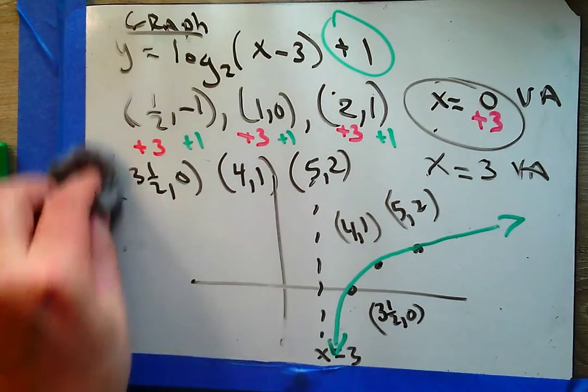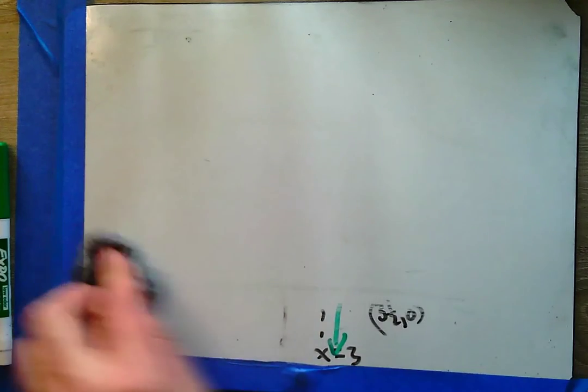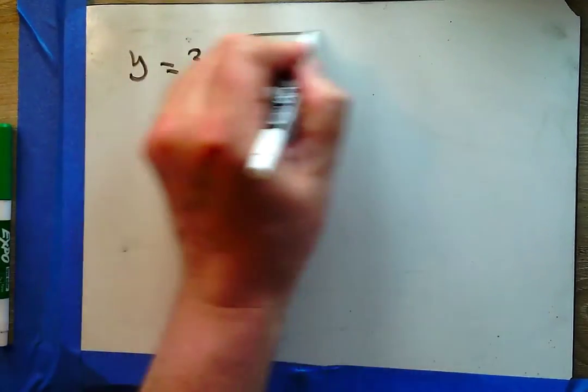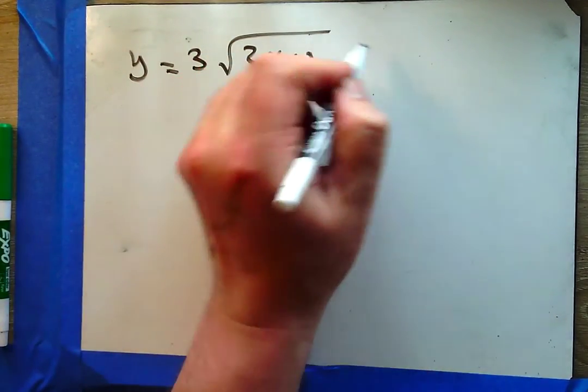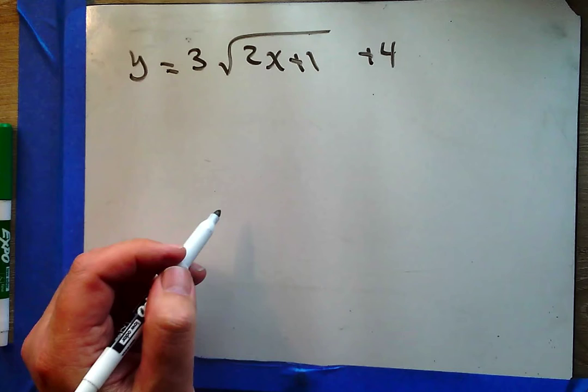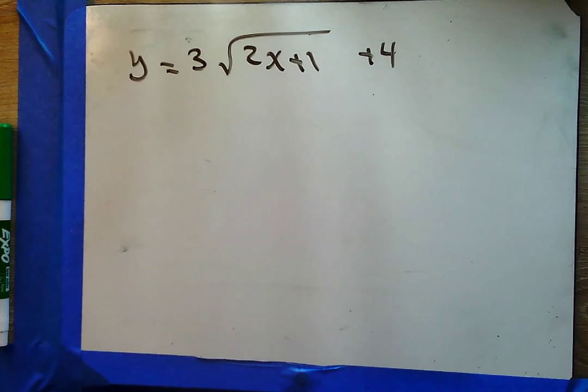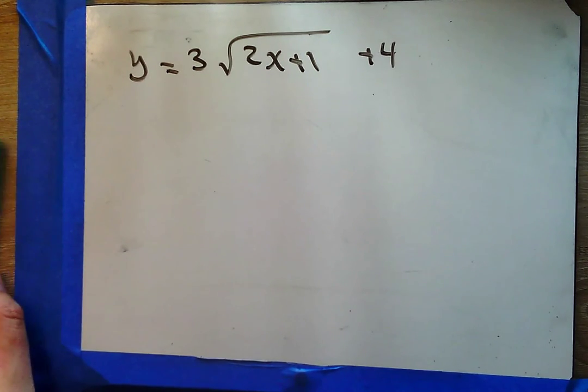Let's do a couple more of these. Remember to send questions when you have them. y equals 3 square root of 2x plus 1, plus 4. Please graph this function. Pause the video, graph this, come back and check.